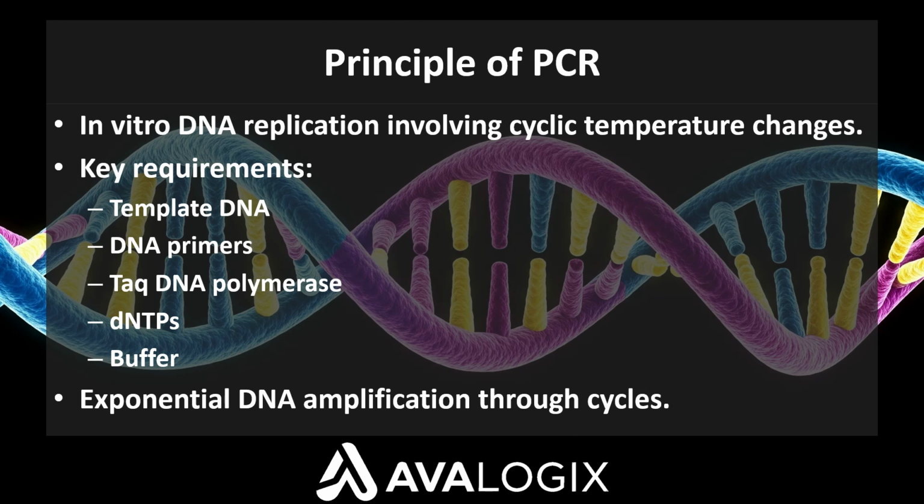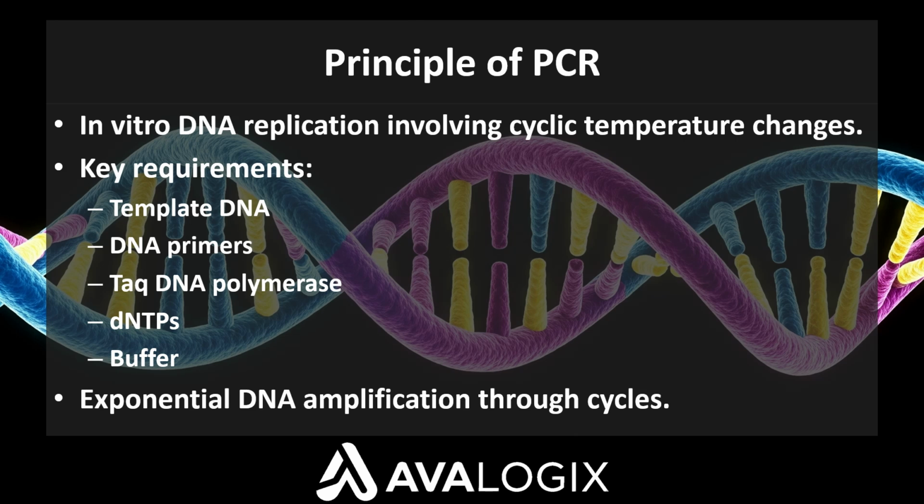Let's now delve into the principle of PCR. At its core, PCR is based on the natural process of DNA replication, but with a twist. It's performed in a test tube, or more precisely, a reaction tube. The objective is to amplify, or make multiple copies of, a specific DNA segment. PCR does this by mimicking the cell's DNA replication machinery, but in a controlled laboratory environment.